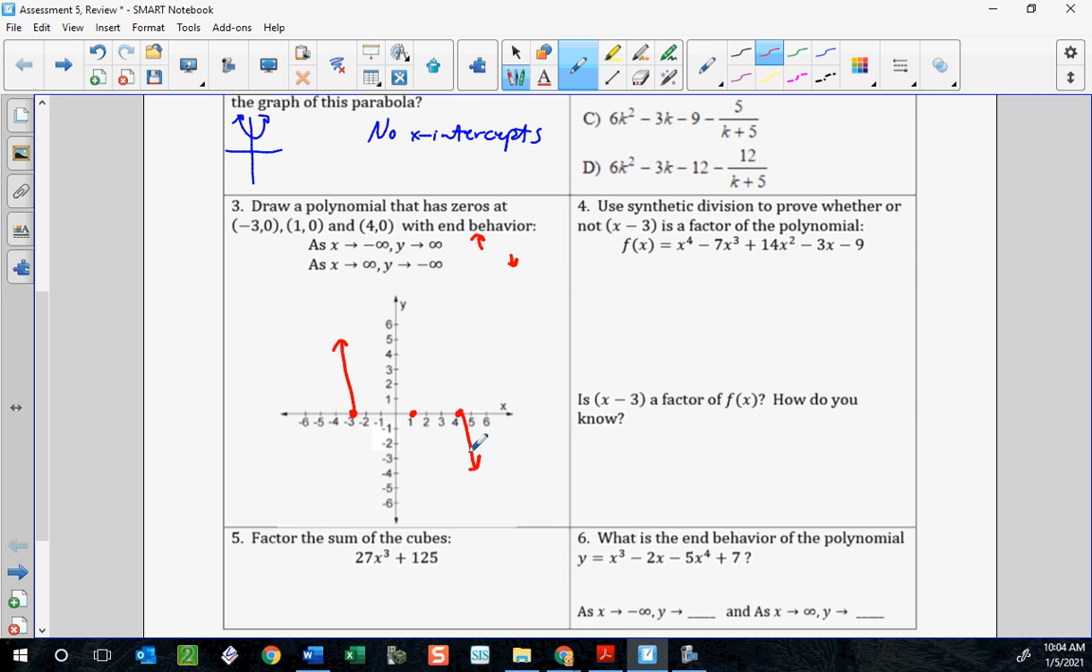And I'm just going to do the basics. So if I'm traveling here, I'm going to come around and touch at 1. I'm going to come back up and touch there. It could be more complicated than this, but this is basically the easiest thing I can draw that has these characteristics.